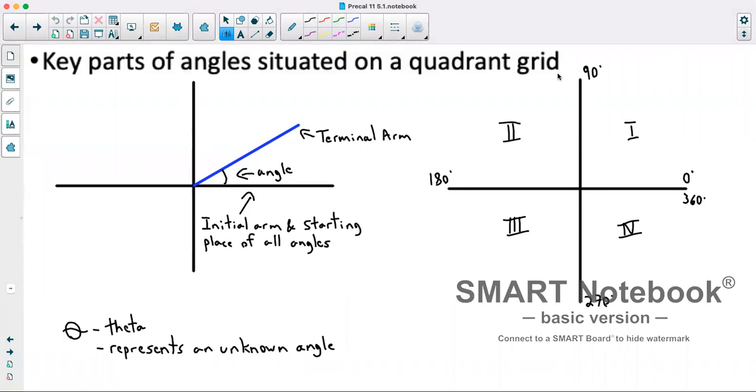And just a review for our quadrants and angles. Our quadrants start as quadrant 1 here. Then as we go around, quadrant 2, quadrant 3, quadrant 4. And same with our angles. We start at 0 here, to here we're 90. Then 180, then 270, then 360.